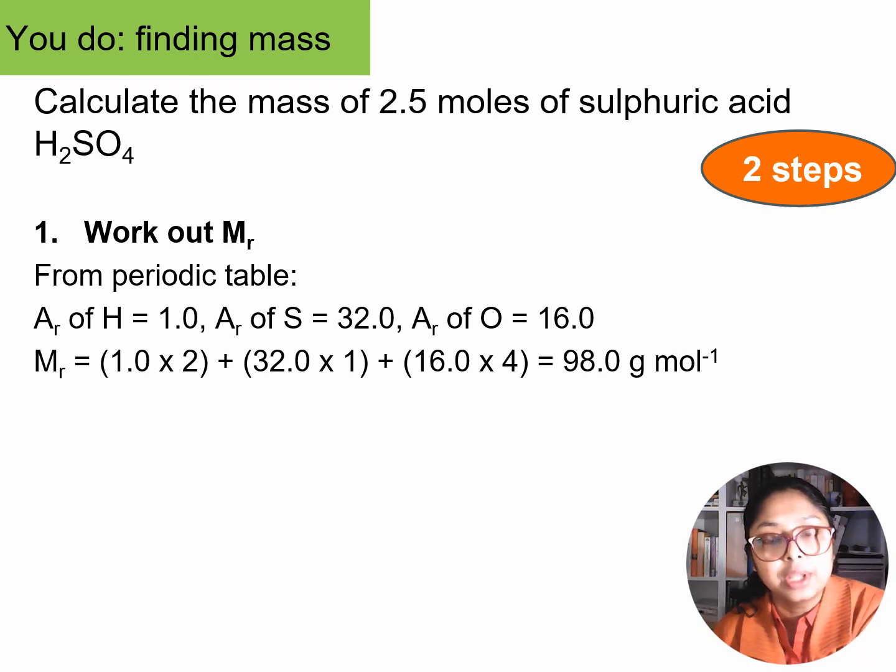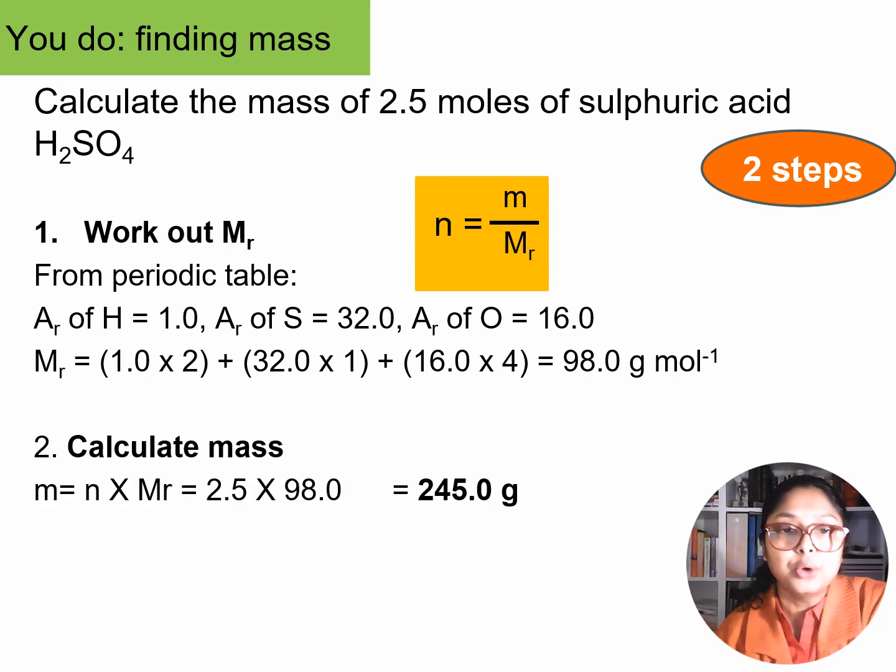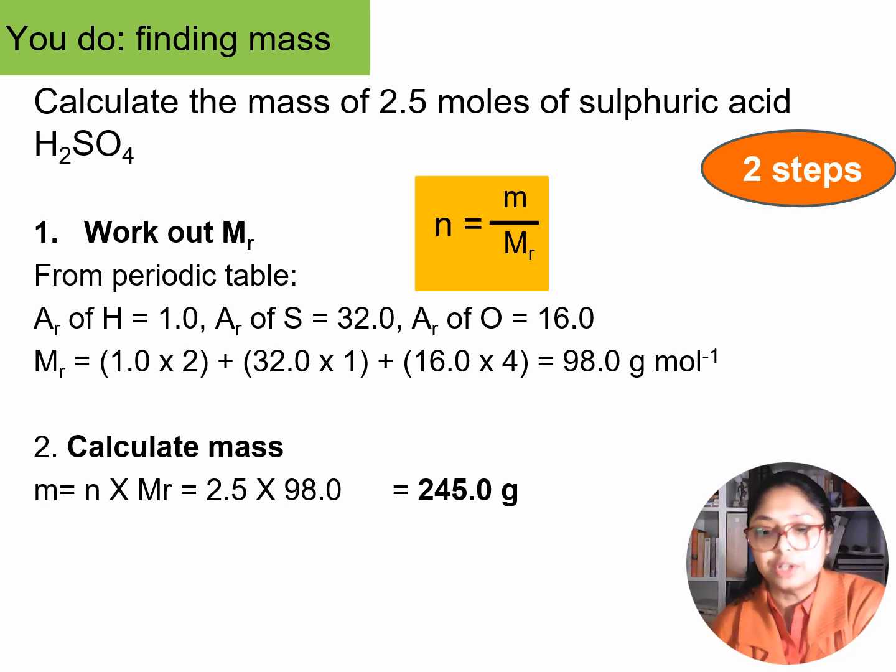This is step 1. Then step 2, again, we are using the equation n equals m over Mr. We are finding mass, so we rearrange the equation to find mass: m equals n times Mr. If you put all of those numbers in, n you found in the question, 2.5 moles, then Mr you found in step 1, that is 98, you will get 245. That's it. Well done.